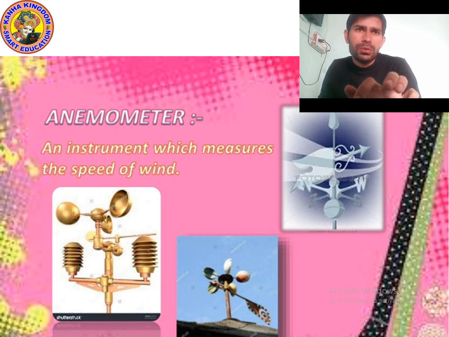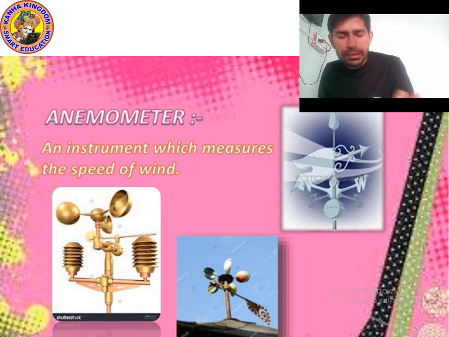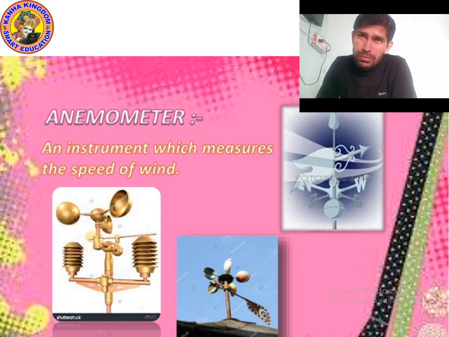Okay, so air, you know what is air? Air is a mixture of different gases. The air contains many gases like oxygen, carbon dioxide, nitrogen, hydrogen, helium. So we can say air is a mixture of gases.